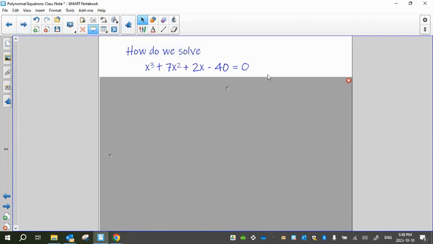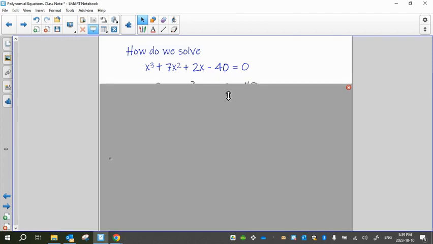Well, we're going to repeat the process. We are going to find factors of negative 40 that when we evaluate them will produce a remainder of 0. So we're using, again, remainder theorem or factor theorem. And we can try factors of negative 40. We know that 8 and negative 5, or 5 and negative 8, 4 and negative 10, and vice versa, etc.